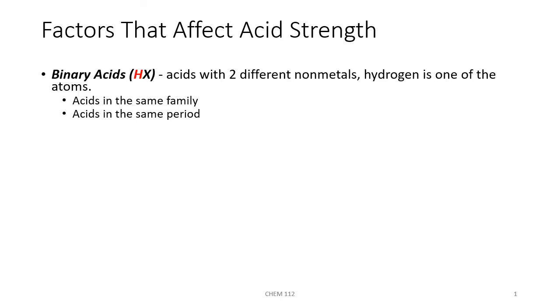One category of acids we'll look at are binary acids. These have the general formula HX. Binary acids are going to have two different nonmetals, and hydrogen will always be one of the nonmetals. So whatever X is could change. We'll look at trends when acids are in the same family and trends when acids are in the same period.